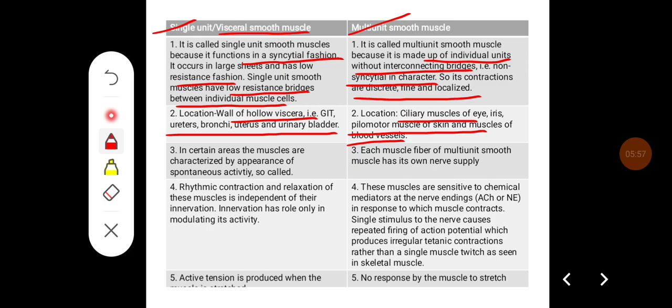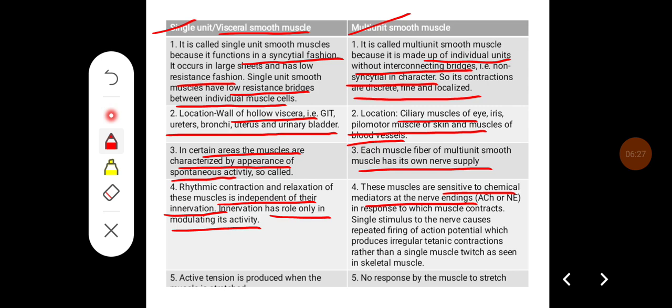Whereas in visceral muscle, in certain areas muscles are characterized by appearance of spontaneous activity, and multi unit smooth muscle fibers have their own nerve supply. And in single unit, rhythmic contraction and relaxation of these muscles is independent of their innervation, and innervation has a role only in modulating its activity, whereas multi-unit muscles are sensitive to chemical mediators at the nerve endings, that is acetylcholine or norepinephrine, in response to which muscle contracts.